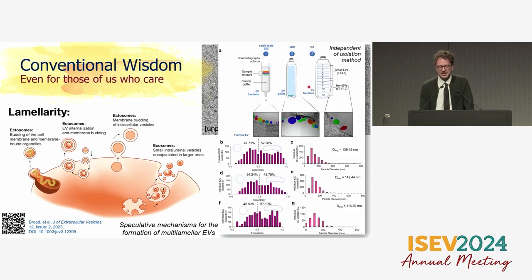And this isn't an artifact of isolation methodology. There's excellent evidence from recent literature showing that you see these structures, especially non-circular vesicles, in a very high number percentage, more than 50% in some cases, independent of which isolation method was used to isolate them.